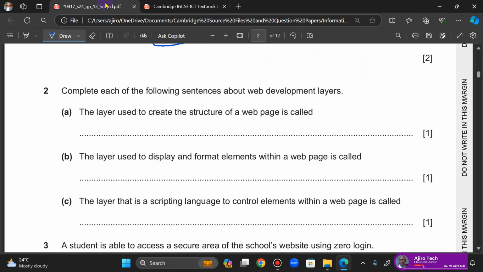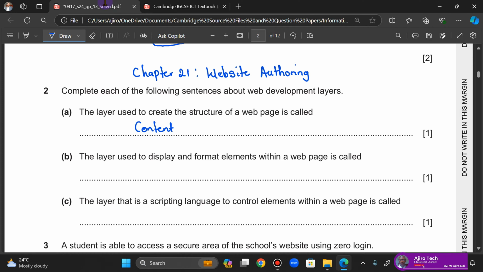Question 2. Complete each of the following sentences about web development layer. Okay, so this is chapter 21, website authoring. Okay, so we have the first part. The layer used to create the structure of a web page is what we call the content layer.